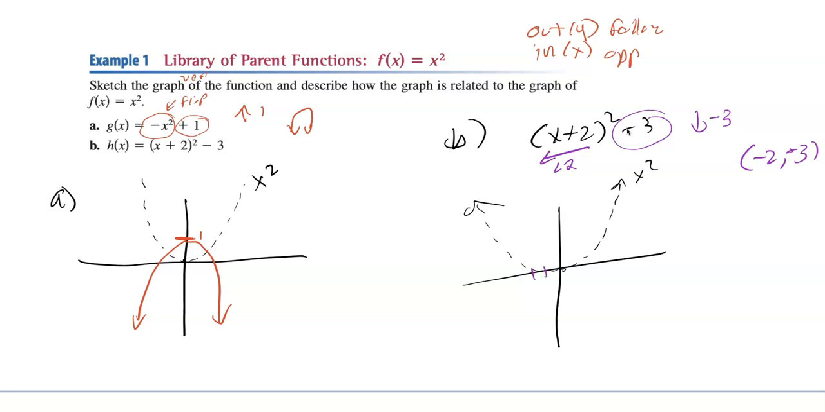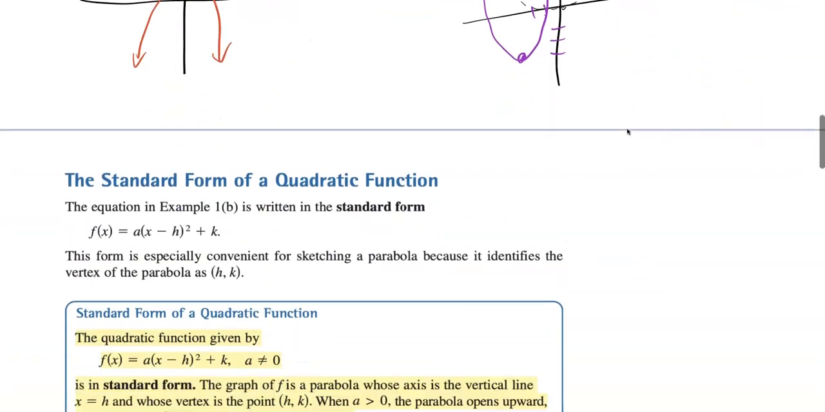So negative 2 and negative 3. And we got a parabola. Right, so all those same rules still apply. What if I give you a parabola in standard form?